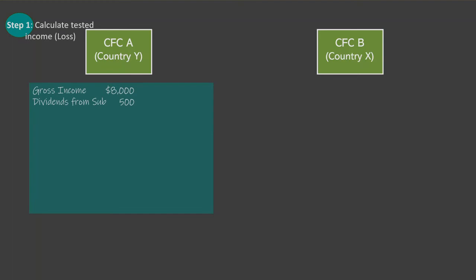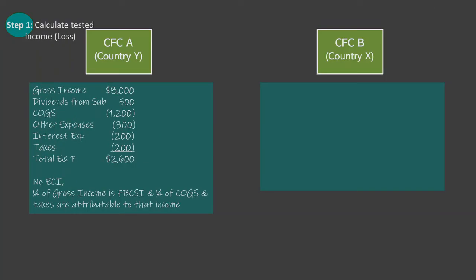CFC A also has dividends from subsidiaries of $500, cost of goods sold of $1,200, other expenses of $300, interest expense of $200, and taxes of $200, getting to a total earnings and profits amount of $2,600. We're also going to assume that CFC A has no effectively connected income, and a quarter of its gross income is foreign-based company sales income, so in other words, Subpart F, and a quarter of the cost of goods sold and taxes at CFC A are attributable to that foreign-based company sales income.